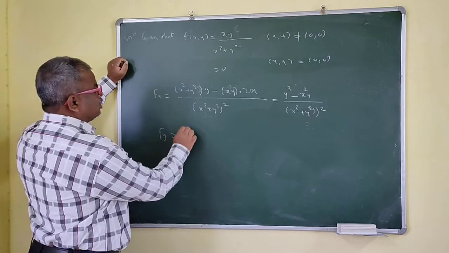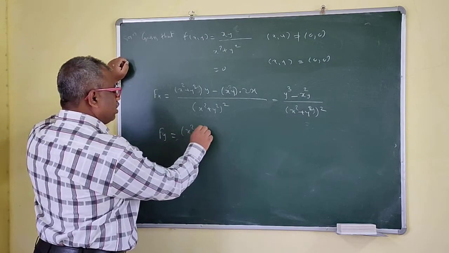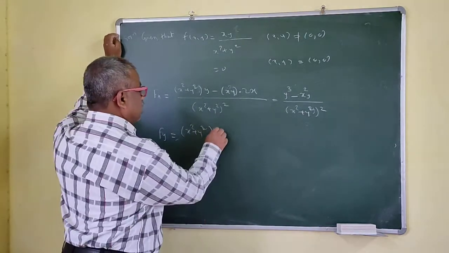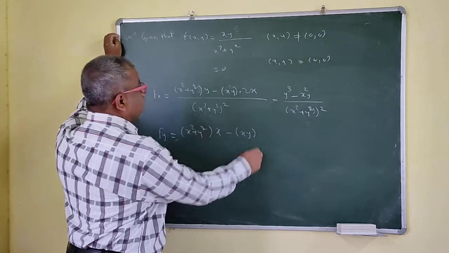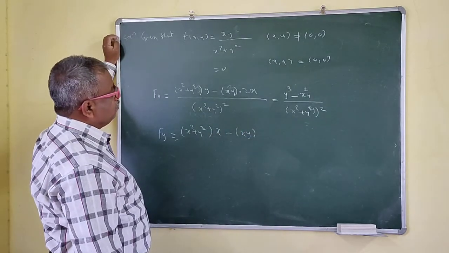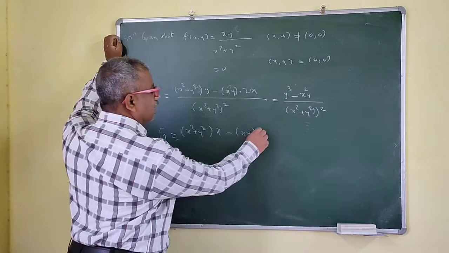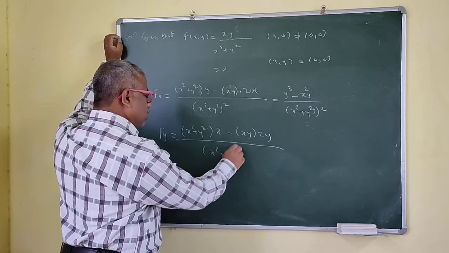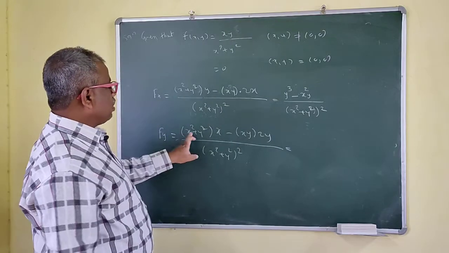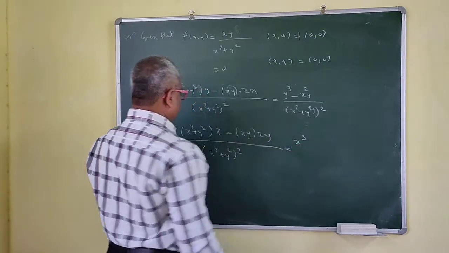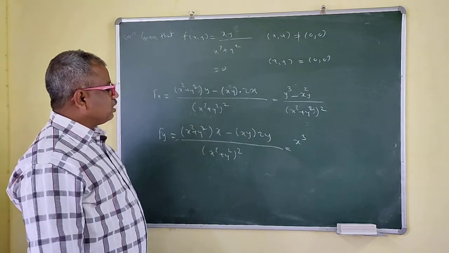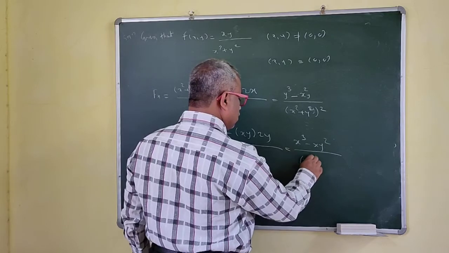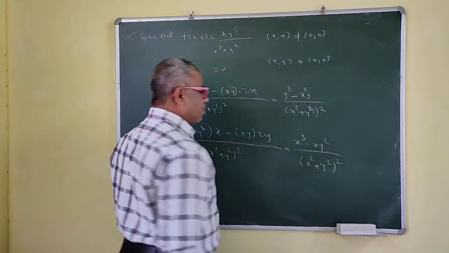Now fy, the same thing here: x square plus y square, the denominator, into the derivative of the numerator partially with respect to y, that is x, minus the numerator as it is, into the partial derivative of the denominator with respect to y, that is twice y, upon the square of the denominator. So this is equal to, now see, x cube, then xy square, and twice xy square. So minus xy square upon x square plus y square, bracket square. Right?